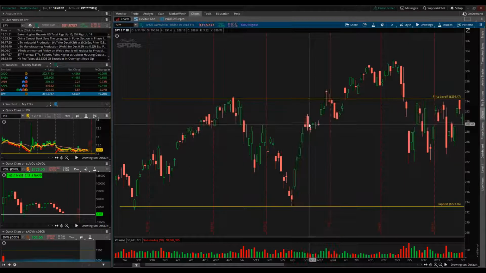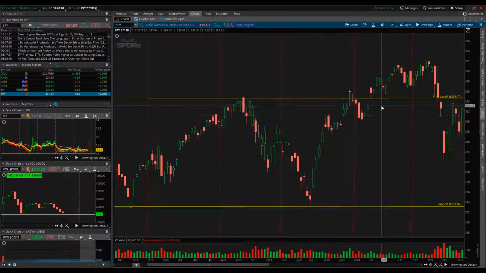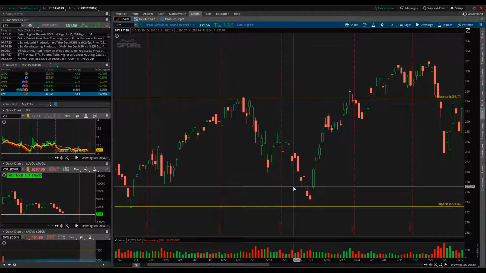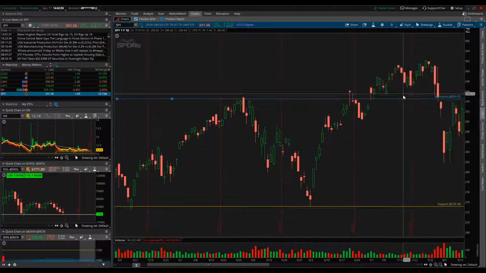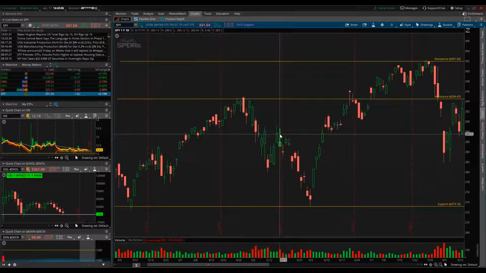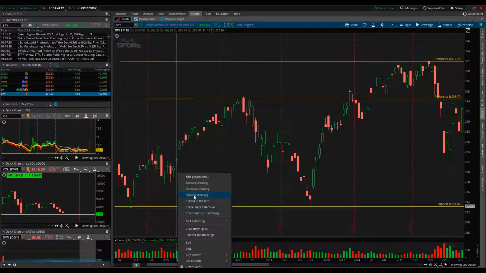Okay, and now you'll see that, let's label it real quick. Oops, that's nice and zoomed in. Okay, so now that you see that resistance, let's label it resistance. Okay, and we have another resistance level up here. Okay, and maybe we even have another support in this middle area. We can see that buyers come in here, and they do it over here too. So let's go ahead and make another support.